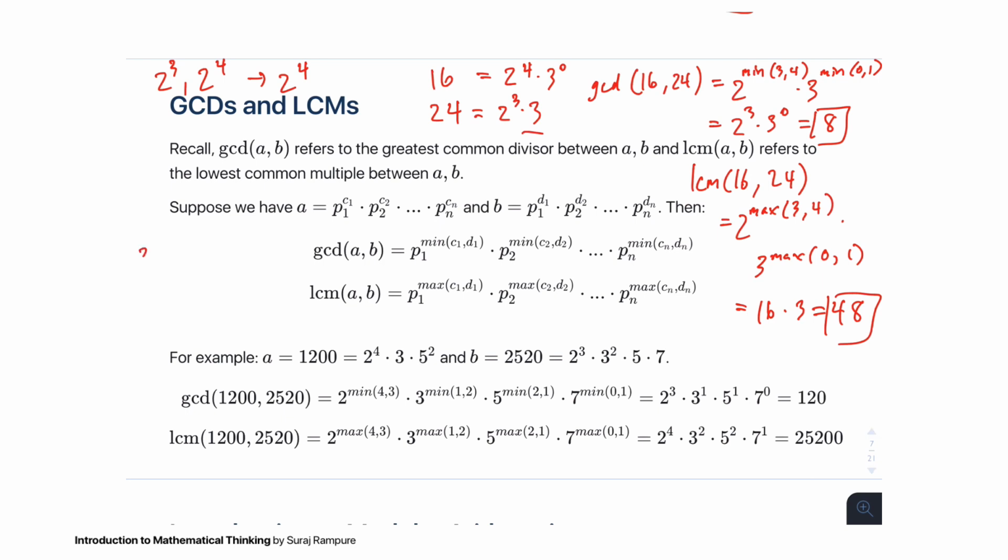Similarly, when we look at 3 to the 0 and 3 to the 1, 3 to the 1 is the smallest number that's a multiple of both. So that's why for the GCD, for each exponent we take the minimum, and for the LCM, for each exponent we take the maximum. Any other questions with that? Because yeah, this formula might seem like it comes out of nowhere.